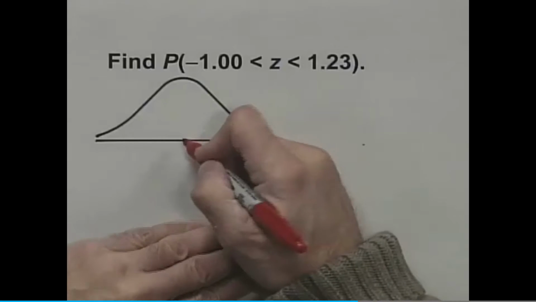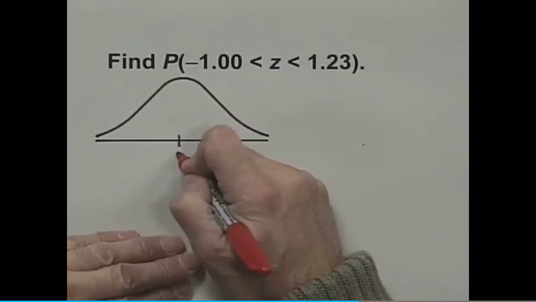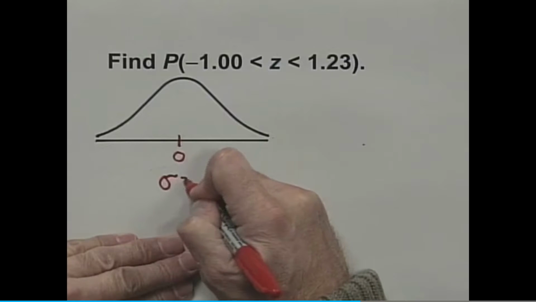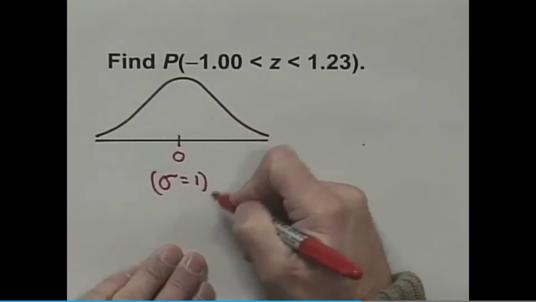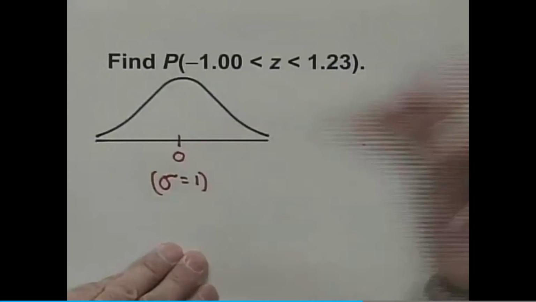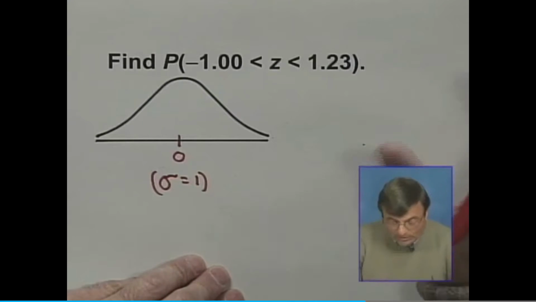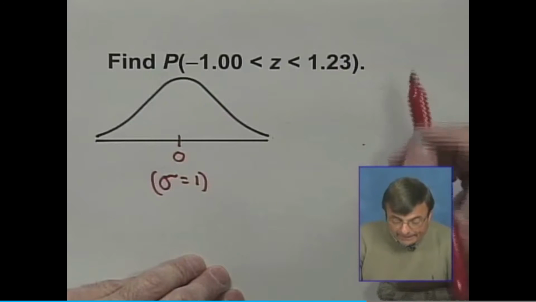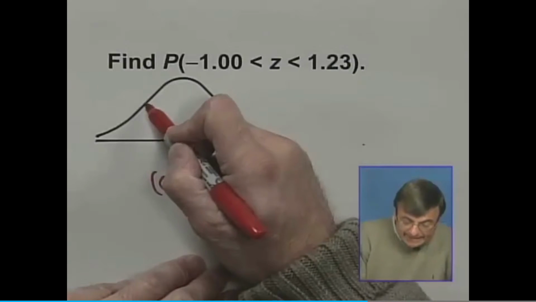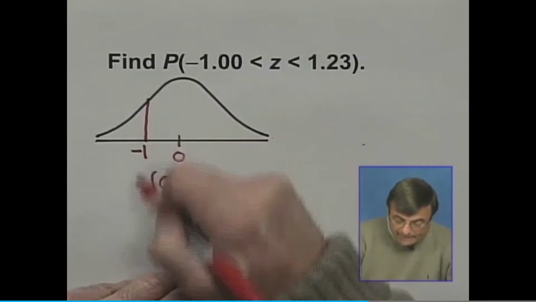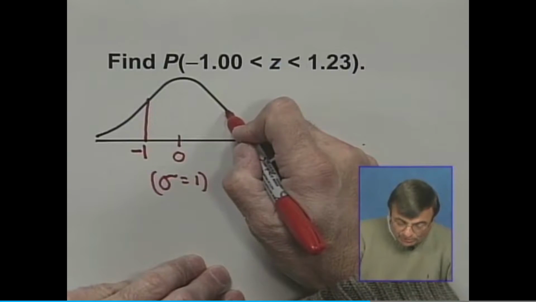Let's consider another one. This time, given the same distribution of thermometers, the mean is 0, standard deviation is 1. Always a good idea to write that so that you don't lose it. It's part of your visual field. It doesn't get lost in the shuffle. We're still familiar with that value. This time, we want the value between -1 and 1.23.